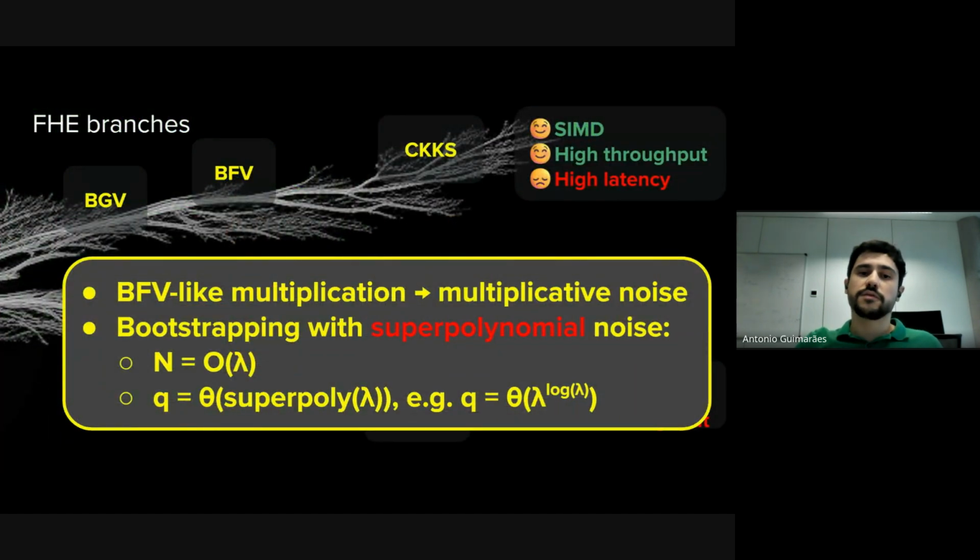Okay, the consequences of that to the FHE branches. This first branch of FHE uses BFV-like multiplication, therefore multiplicative noise. And the result of that is that the bootstrapping schemes that operate over them will have a noise that is super-polynomial in the security level. Meaning, let's say you select the dimension n linear in the security level, the modulus that you will need to perform this bootstrapping will be super-polynomial in lambda. So something like this, for example.